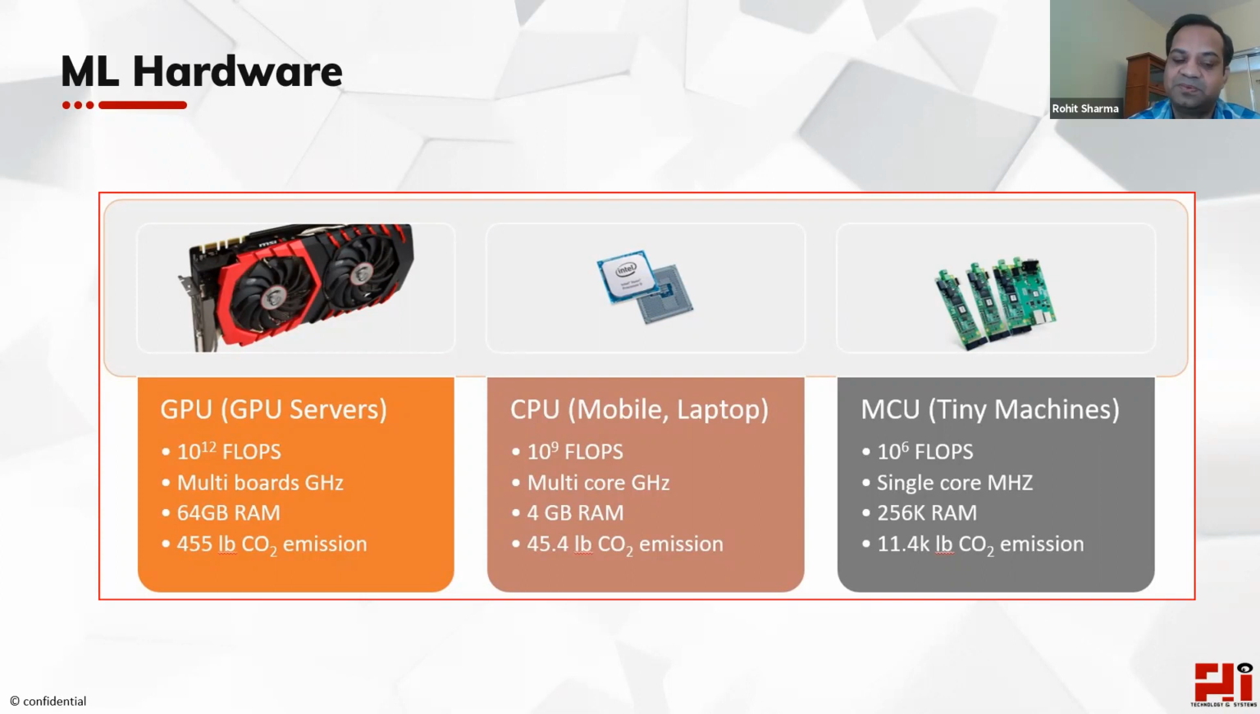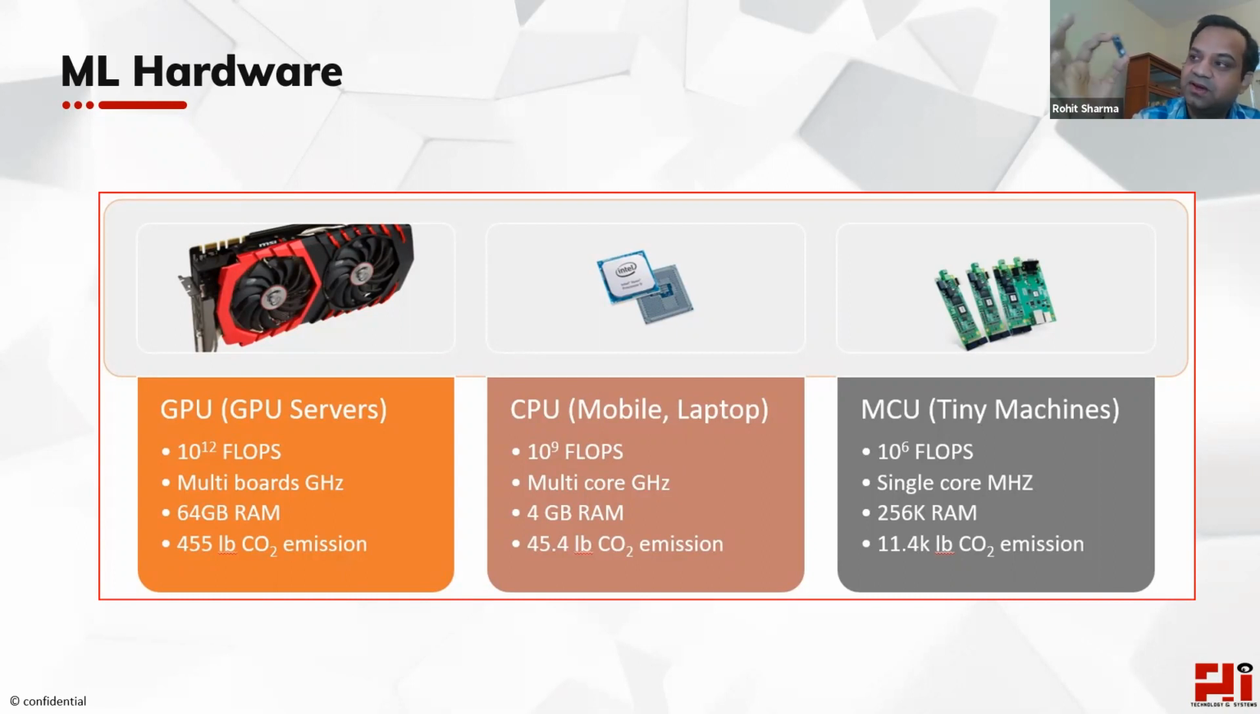The second level is your CPU, mobile and laptop. And their flops go down by an order of 3. So they are giving 10 to the power 9, or several gigaflops, with multi-core gigahertz. And they can be as basic as 4 gigabytes, but then they can go up to typically 32 to 64 gigabytes as well. And running your training on those will take about 45 pounds of carbon emission. And if you do the same thing for tiny machines, MCUs, like the one you see in my hand.